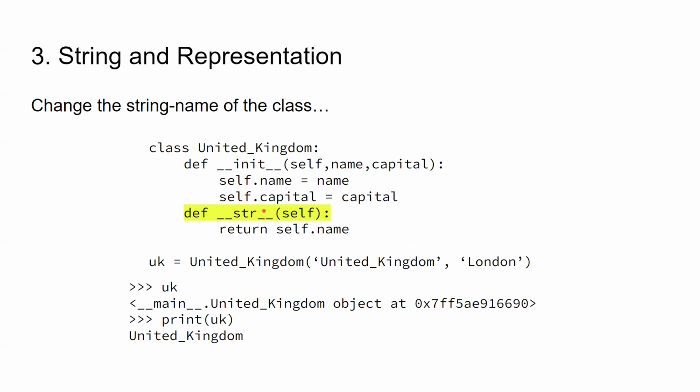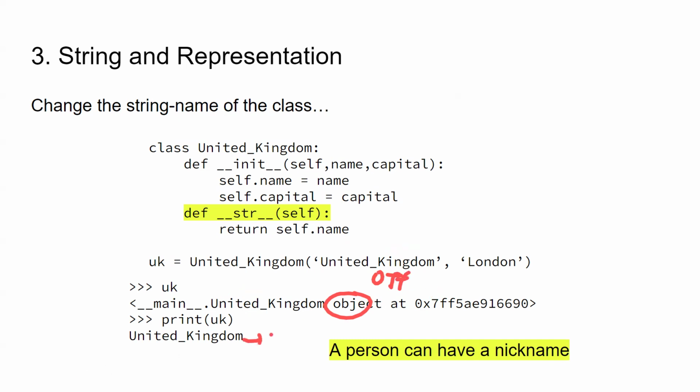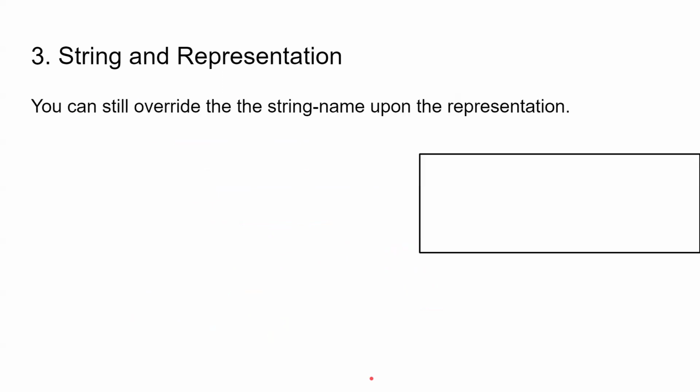So a person can have a nickname. This is the official name, and this is the nickname. So to override the string name upon the representation: suppose I have my original representation and string name, and I override my representation first. I don't have to rewrite the string, because the string name will be the same as the representation name.